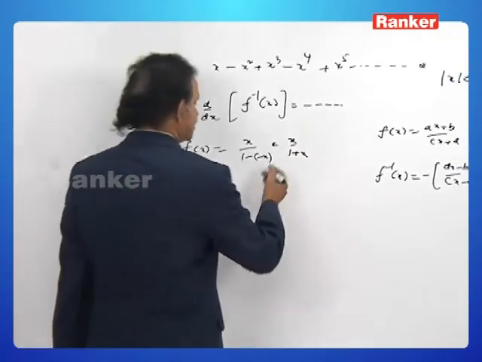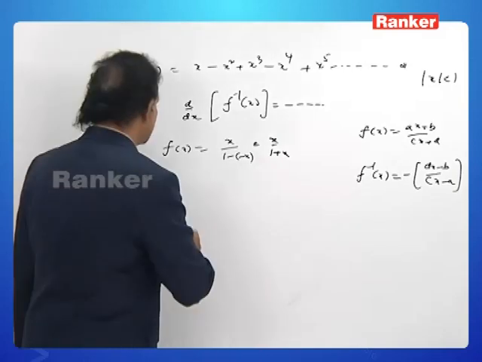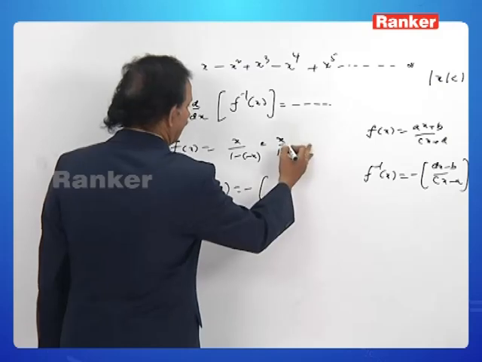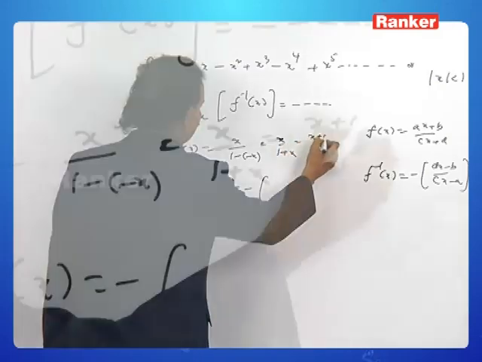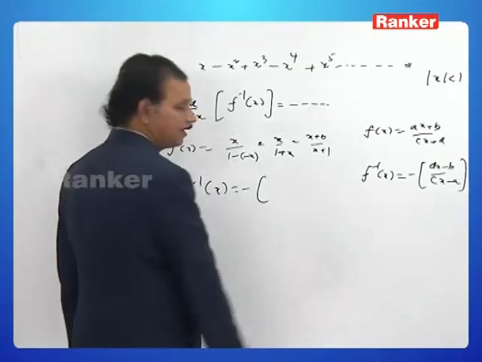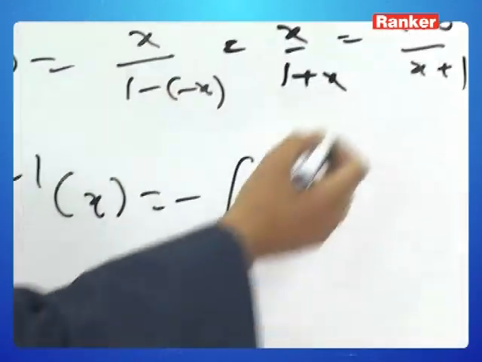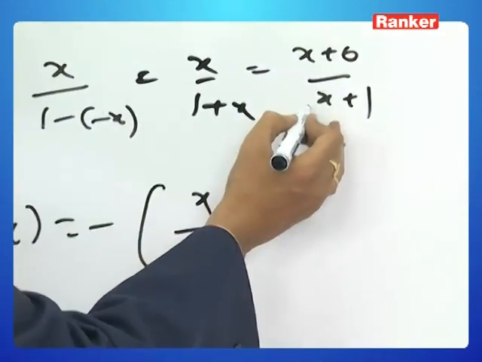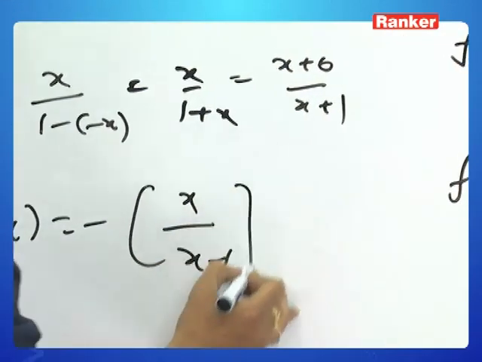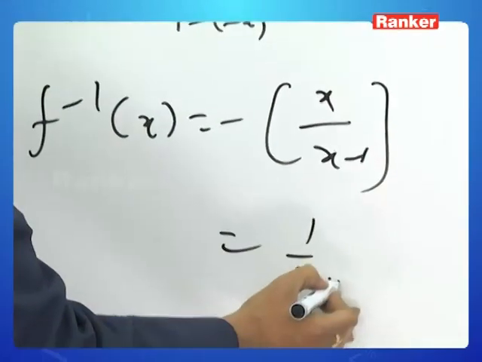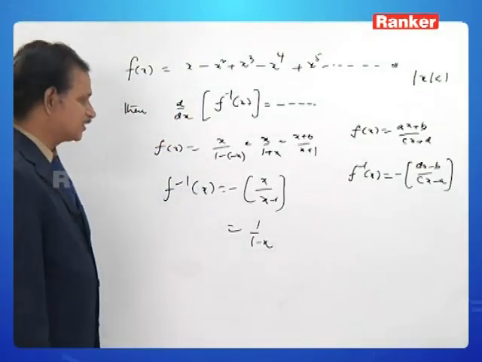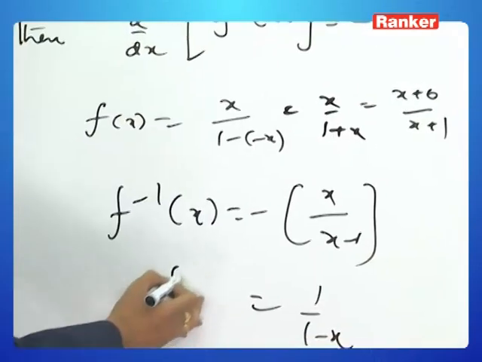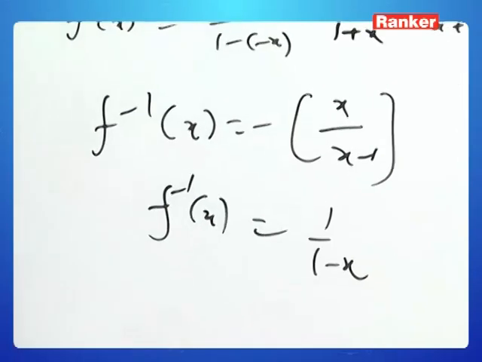According to that, what is its inverse? F inverse of x is equal to minus 1 by, this is nothing but x plus 0 by x plus 1, isn't it? You apply that formula. Minus of dx minus b, that is x, by x minus 1. That is equal to 1 by 1 minus x. Minus x by x minus 1, or simply 1 by 1 minus x. This is f inverse of x.